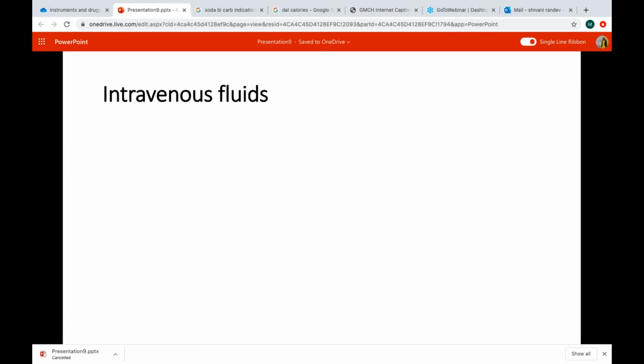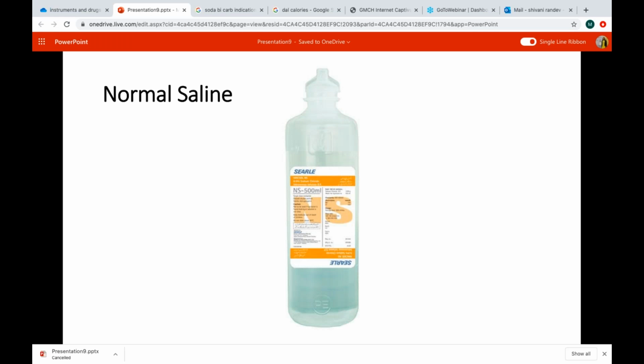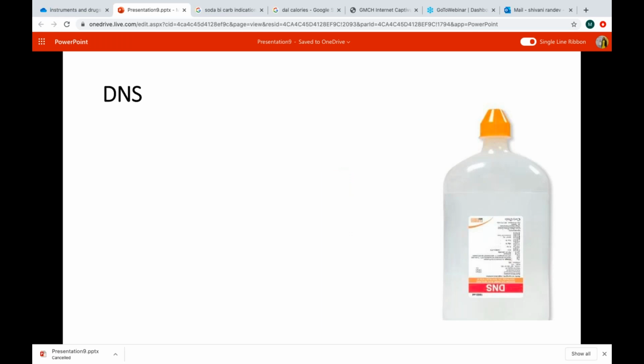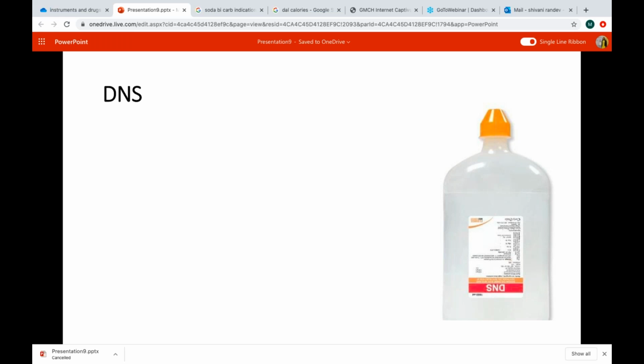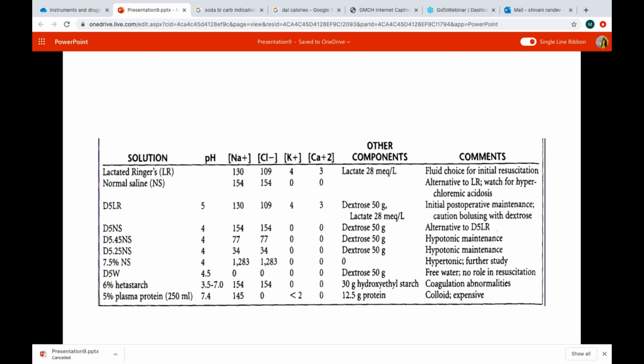Okay. So now these are the different fluids which we use in pediatrics. They can be normal saline, Ringer's lactate, dextrose normal saline, and you must know the composition of these usually used fluids. Okay. So Ringer's lactate contains around 130 milliequivalents of sodium per liter, 109 of chloride, 4 of potassium, and 3 milliequivalents per liter of calcium. In addition, it also contains lactate.